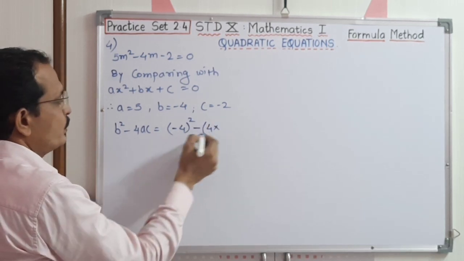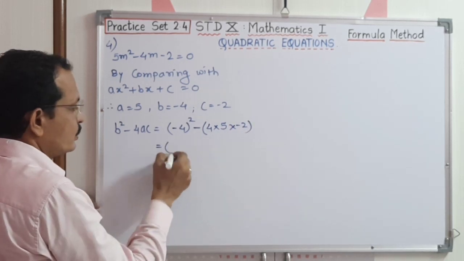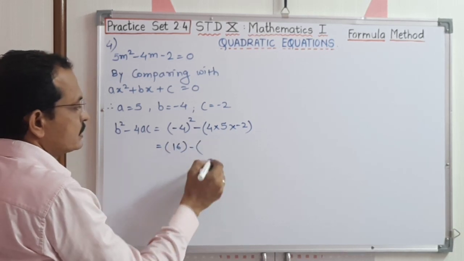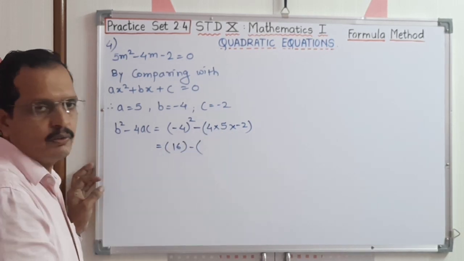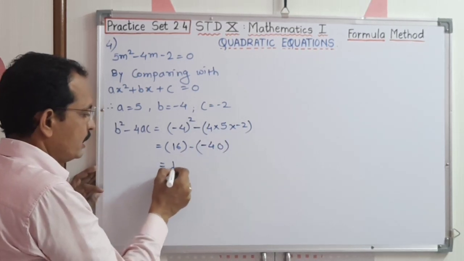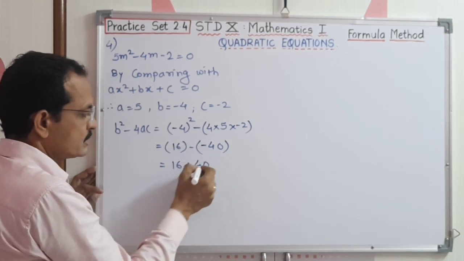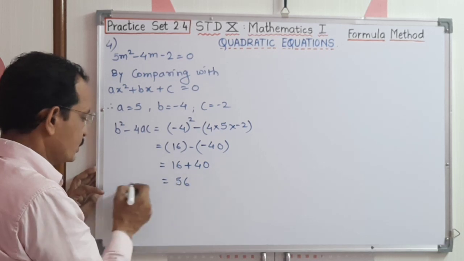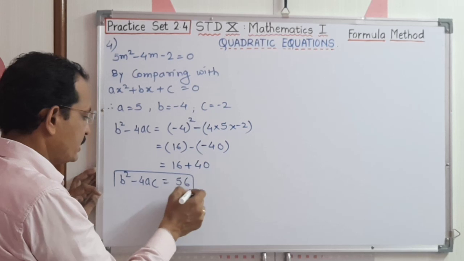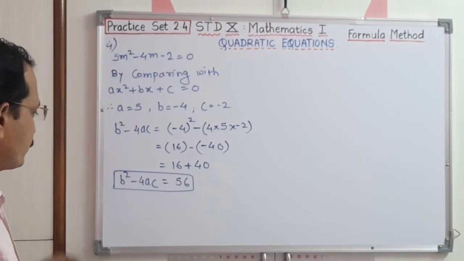Now 4 into, it is 5 into minus 2. Now the square of minus 4 is 16, minus 4 5s are 20 and 2 2s are 40, it is minus 40. Then this 16 plus this minus minus will become plus, and it is 56. We got the value of b square minus 4ac as 56. Next step, we have to use the formula.